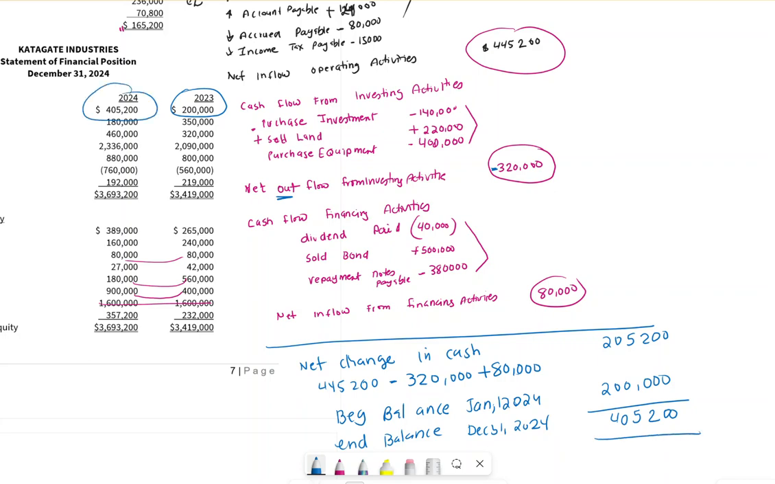Again, your cash flow has to balance. If it doesn't balance, maybe you added something instead of subtracting it. So this was the review of the first 5 chapters.